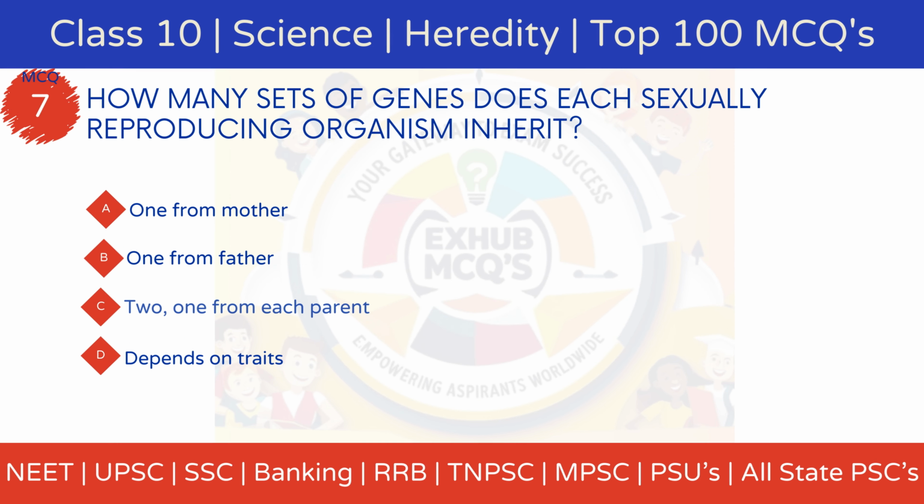MCQ 7. How many sets of genes does each sexually reproducing organism inherit? Option A, 1 from mother. Option B, 1 from father. Option C, 2, 1 from each parent. Option D, depends on traits.